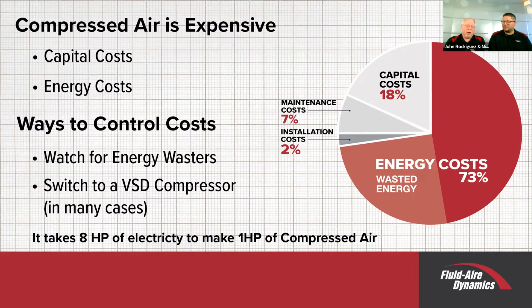The cost of running an air compressor, or buying a compressor and its cost during its life, is shown in the pie chart here. Your initial cost of the compressor is about 18% of the overall life of that machine. Maintenance costs run about 7%. Installation costs about 2%. And the biggest cost is energy. Depending on the kind of compressor you've got, the energy costs could vary greatly.